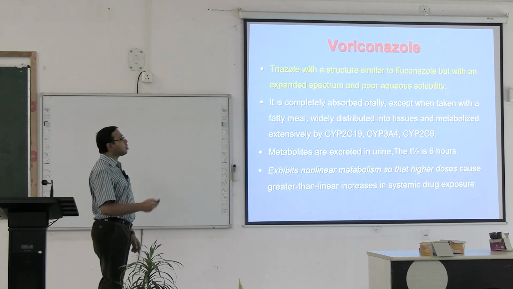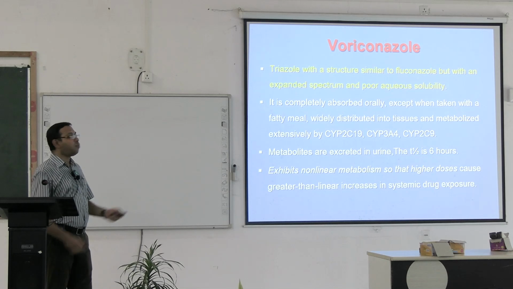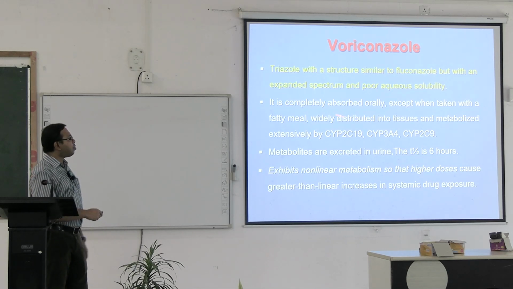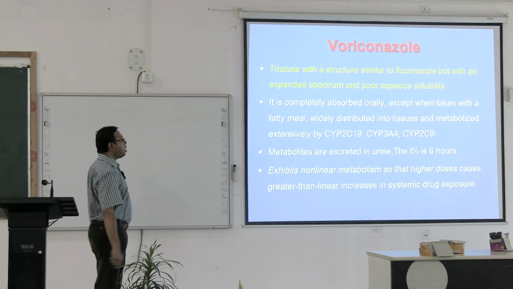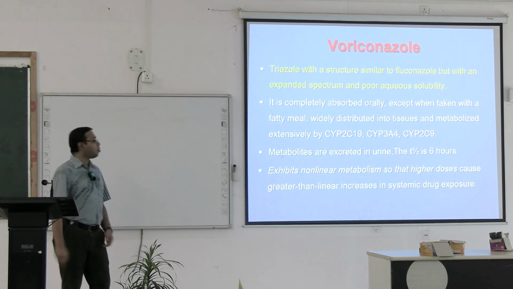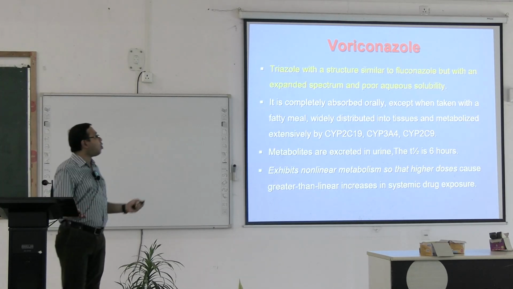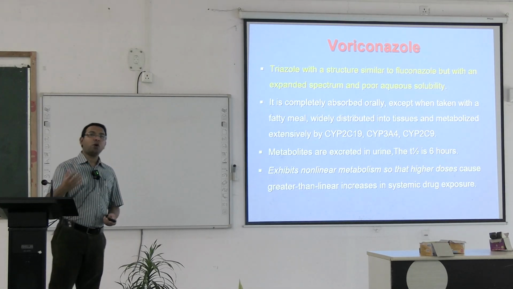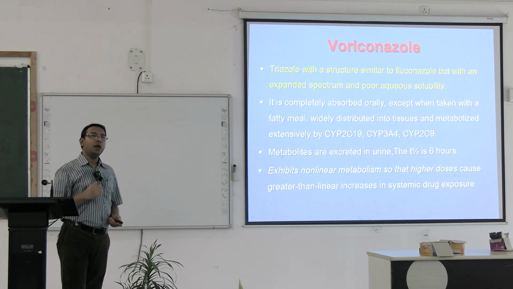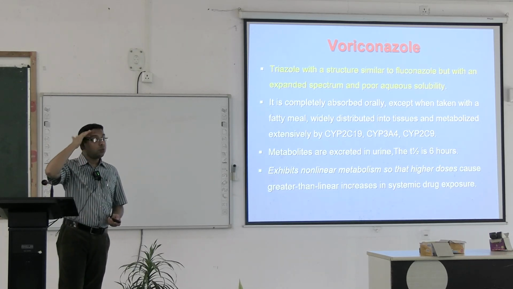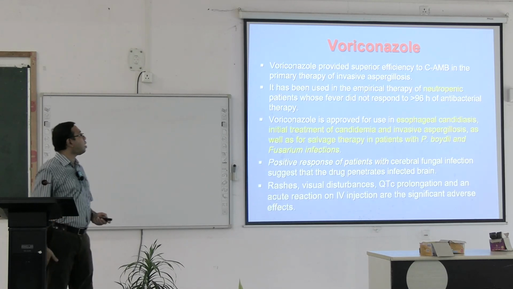Voriconazole is a newer triazole with a structure similar to fluconazole but with an expanded spectrum, poor aqueous solubility, and complete absorption. Again it is metabolized by the cytochrome system and excreted in urine. It exhibits non-linear metabolism, so higher doses cause a greater than linear increase in systemic drug exposure. That is, voriconazole may cause toxicity if there is even a somewhat increased dose, because of non-linear metabolism. That's why for voriconazole, therapeutic drug monitoring is usually needed if it is to be given for a long period of time.